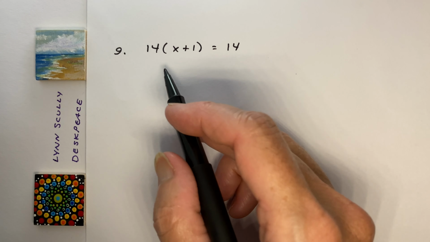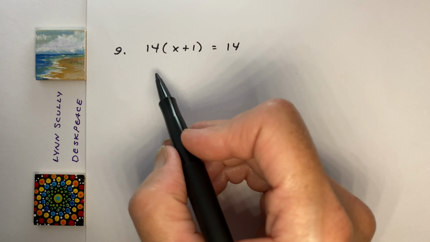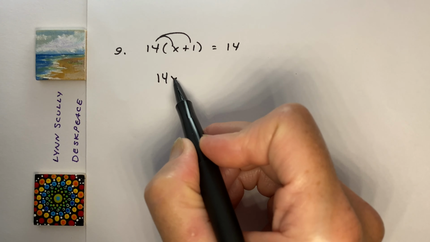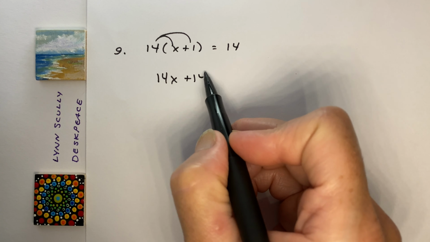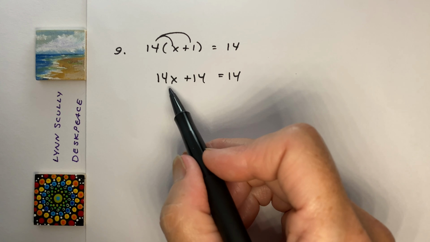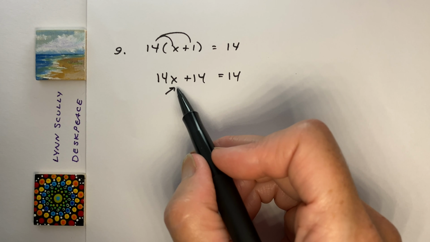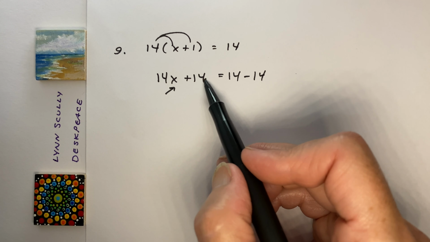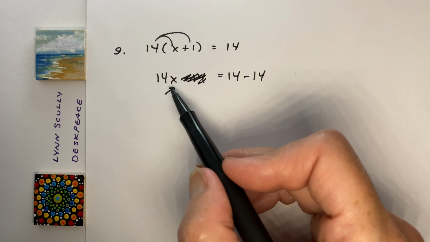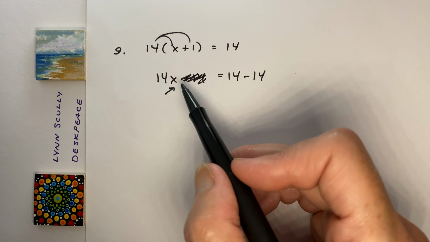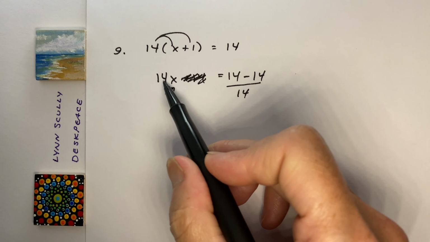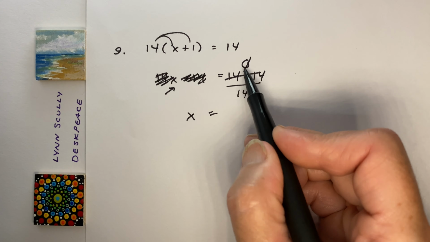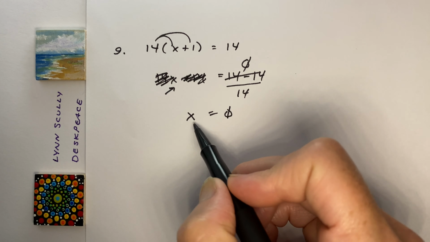Number 9, 14 times x plus 1 equals 14. I'm going to distribute the 14 to each term in this package. I get 14x plus 14 times 1 is 14 equals 14. Keep your eye on the prize, which is the x. I want to get it alone. I'll move the 14 attached by addition by subtraction to the other side of the equal sign. Now get the x alone. 14 here is attached by multiplication. Move it by division to the other side of the equal sign. I'm getting x equals 14 minus 14 is 0. 0 divided by 14 is 0.